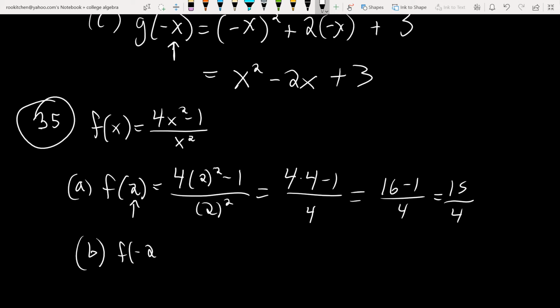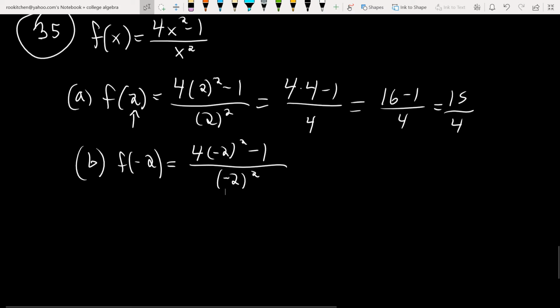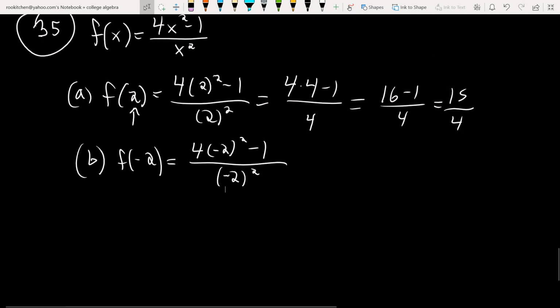Let's look at B. F of negative 2. Again, you just leave some parentheses there and then plug it in. So I'm going to put a negative 2 there and a negative 2 there. Order of operations: negative 2 squared again is 4, all over 4. We're going to get the same answer, the same thing as the previous one.